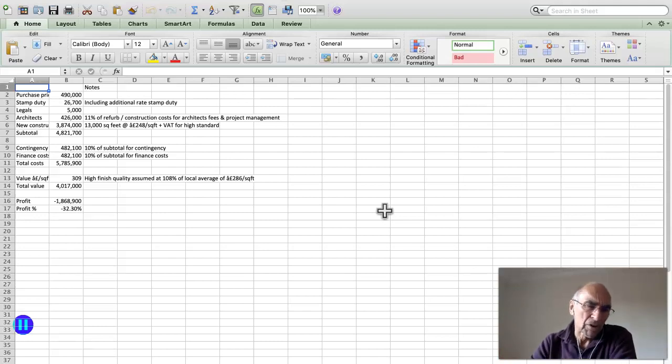So this is just an example calculation, a sort of extreme one, of why not to do certain types of development, and this is one that we would avoid. A listed building with a lot of problems to it.